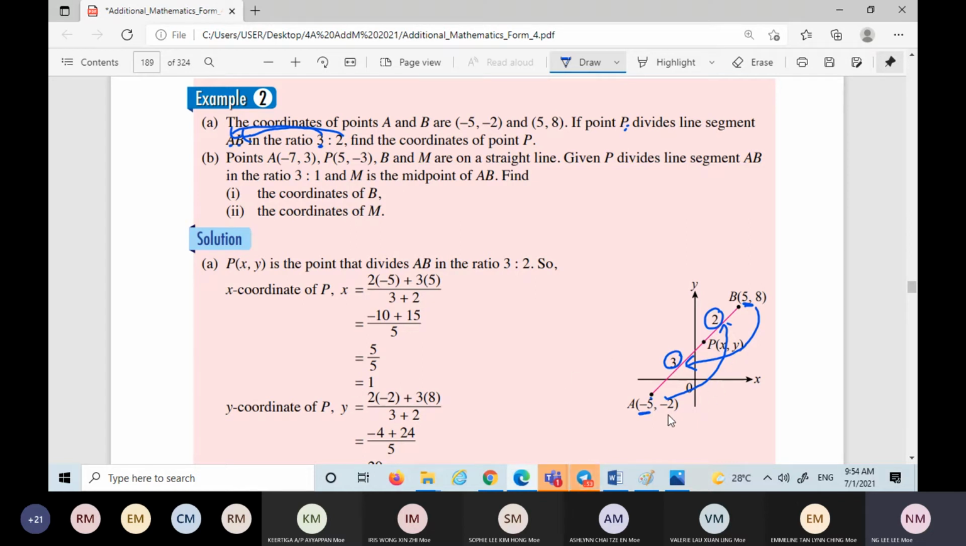Same as the y coordinate. I repeat again. The y coordinate is -2. So -2 times 2. See the arrow. -2 times 2. And then for the point B is 8. See the arrow. 8 times 3. 8 times 3. Add them up.